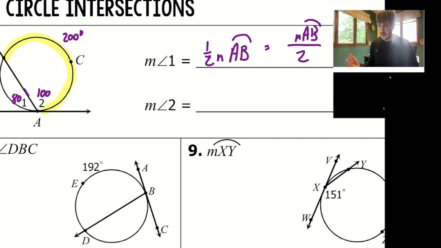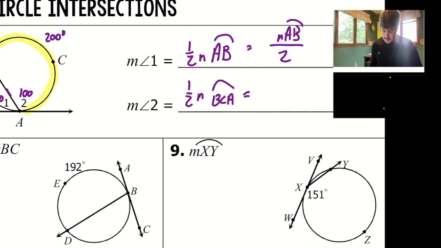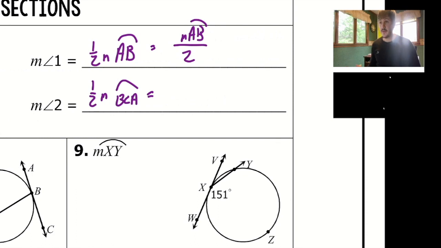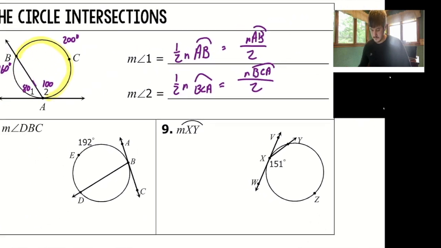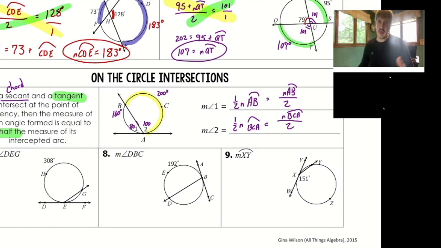And then for the measure of angle 2, it's going to be 1/2 the measure of arc BCA. So I do have to use 3 letters for this one because it is a major arc. And I'll include it just for anyone who likes to see it that way, doesn't matter. So you got 3 examples. They're going to go by pretty quick because it's a pretty easy rule.